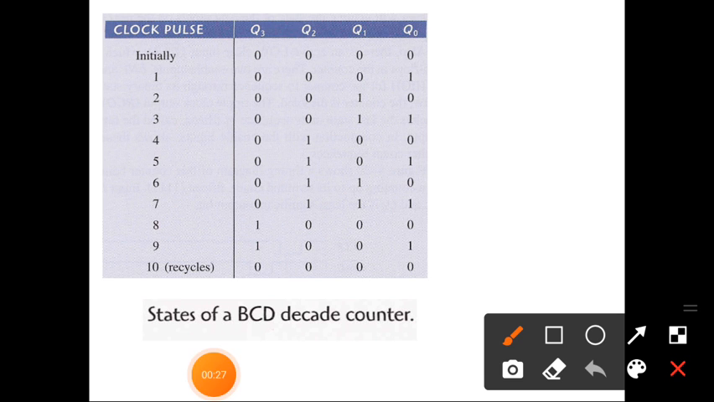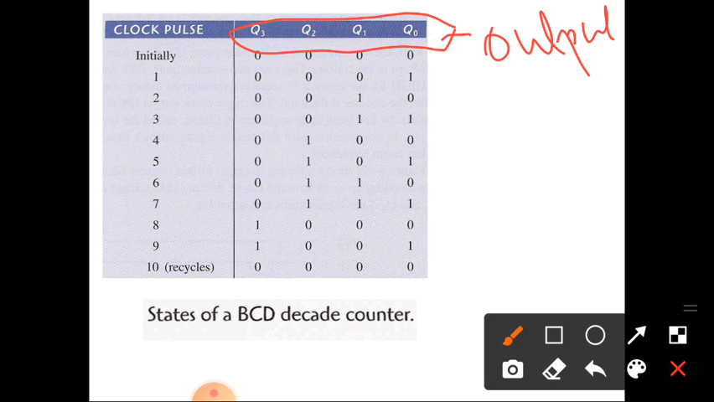That is, it is a 4-bit counter. So here there are 4 stages: Q0, Q1, Q2, Q3. There are 4 outputs, and initially all outputs are set to 0. Then next clock pulse. This indicates the clock pulse.